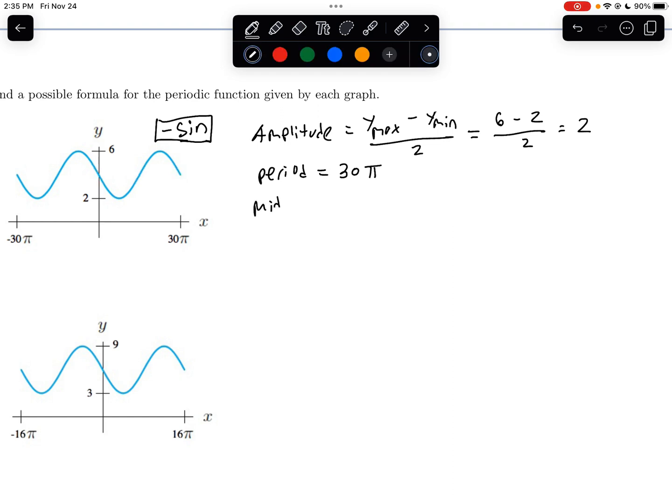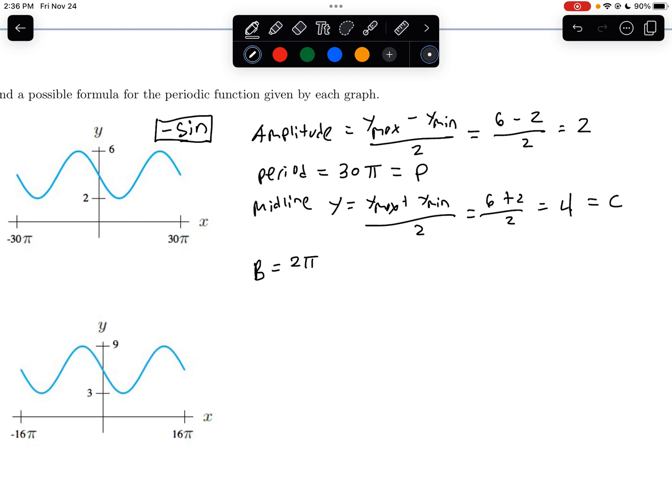And then the midline, so this is P. The midline is y equals the max plus the min divided by 2. The max is 6, the minimum is 2, divided by 2, you get 8 over 2, which is 4. And this is C. The other thing that we need here is the coefficient B, which is defined as 2 pi over the period, and the period is 30 pi. So pi cancels out and you're left with 1 over 15.